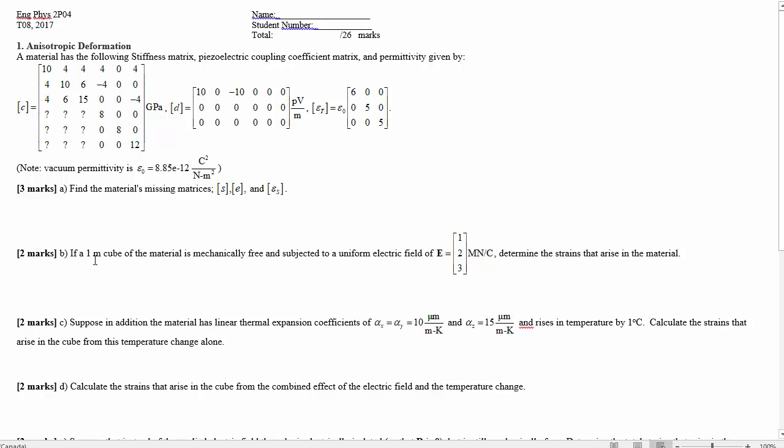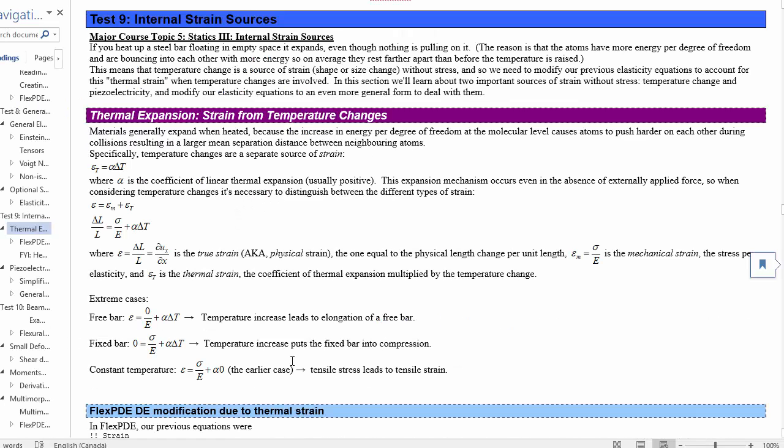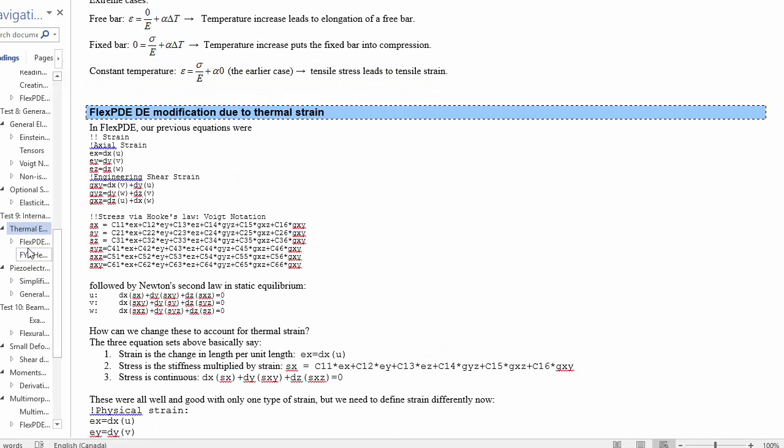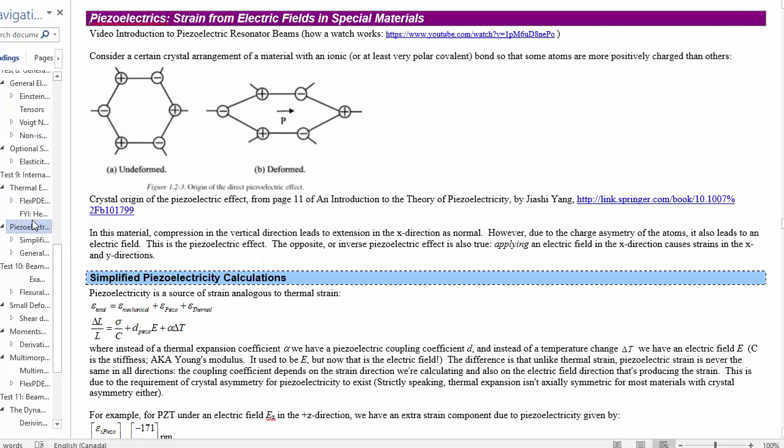The first question here is, given these different matrices for a material. So we've got a stiffness matrix, a piezoelectric coupling D matrix, and a permittivity matrix epsilon T. We are asked to figure out the missing matrices, S, E, and epsilon S. So this is the compliance matrix, the permittivity E matrix, and epsilon S. There are equations in the notes that directly relate all of these things if you need some brushing up on your matrix math.